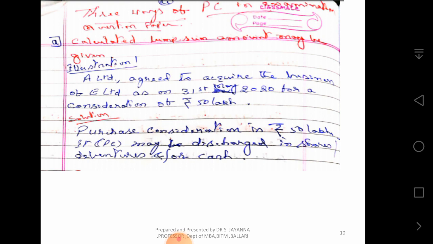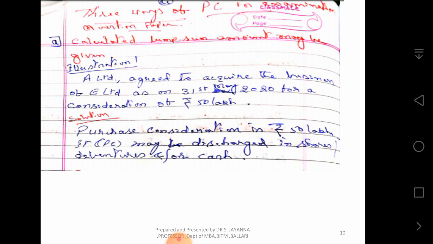Let us take an illustration. A Limited agreed to acquire a business of E Limited as on 31st May 2020 for a consideration of 50 lakh rupees. So, here A Limited is taking business of E Limited for 50 lakh rupees. That 50 lakh rupees is known as purchase consideration. This 50 lakh rupees may be discharged either in the form of shares or in the form of shares and debentures. Sometimes shares, debentures and cash.